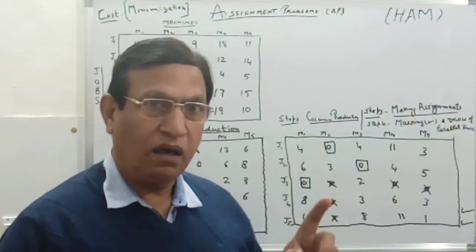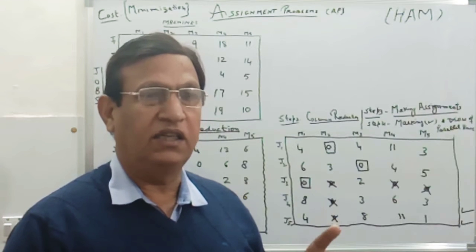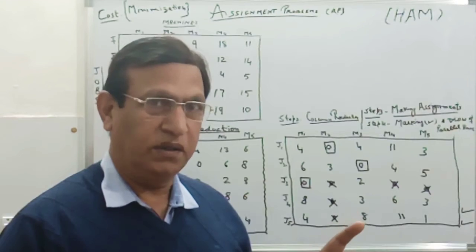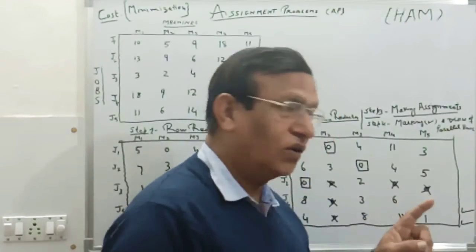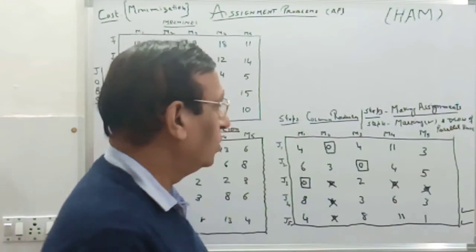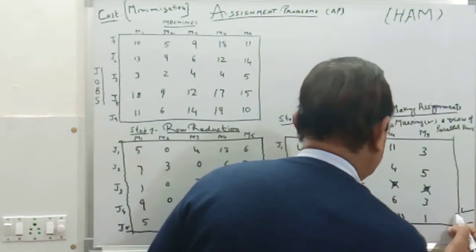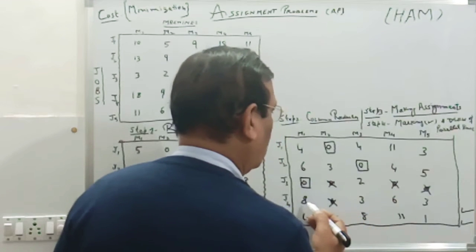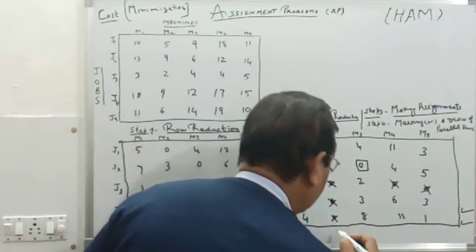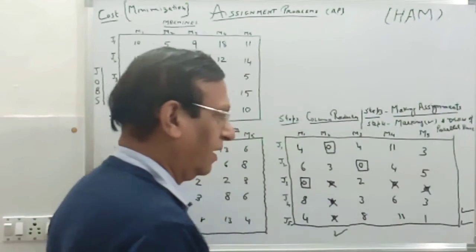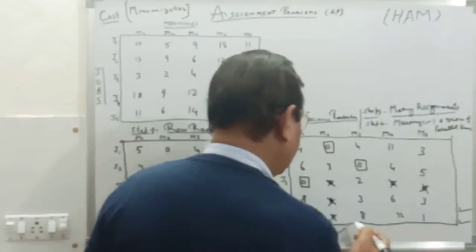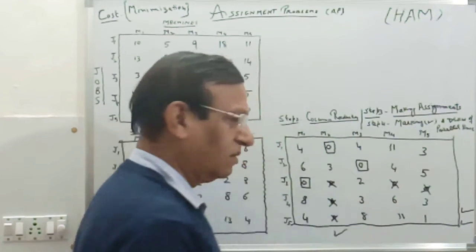Then mark the column in which there is 0 in the marked row. I repeat. Mark the column in which there is 0 in the marked row. So this is the marked row. Find the 0 in this marked row. Here is the 0. No cross, but the 0 is there. Then mark this column. And here in this row, again 0 is here but already marked.